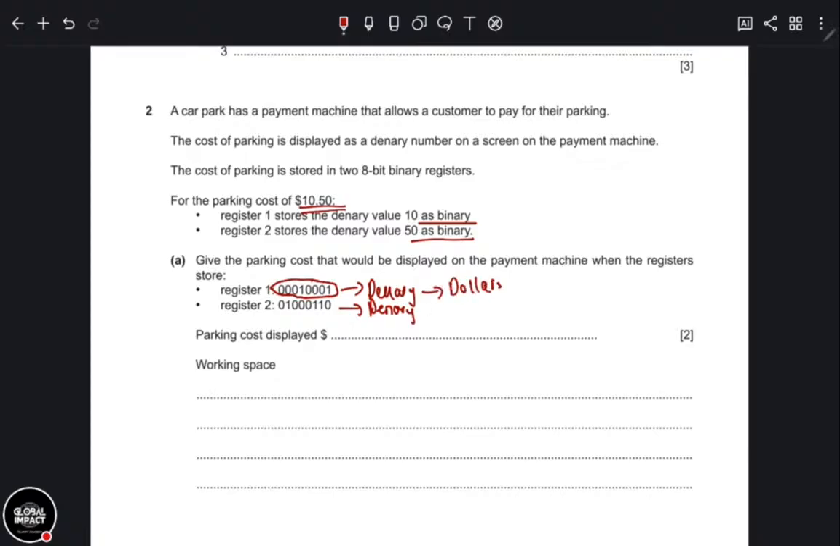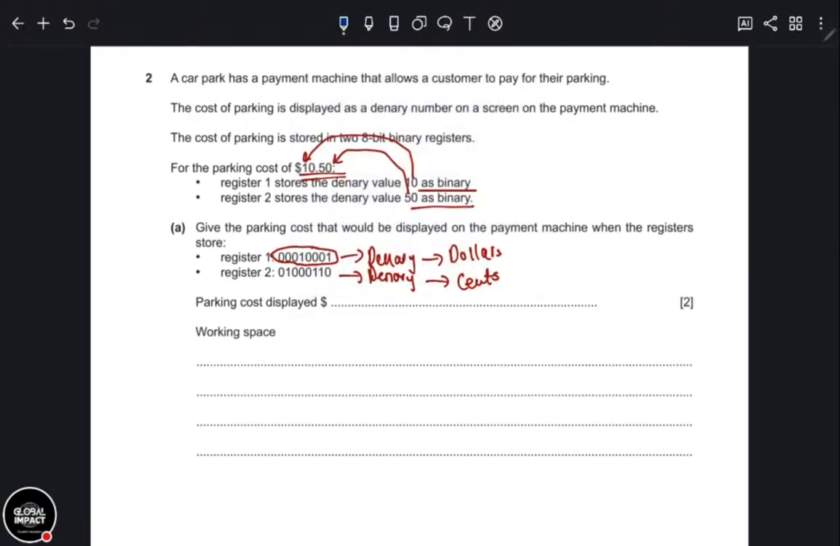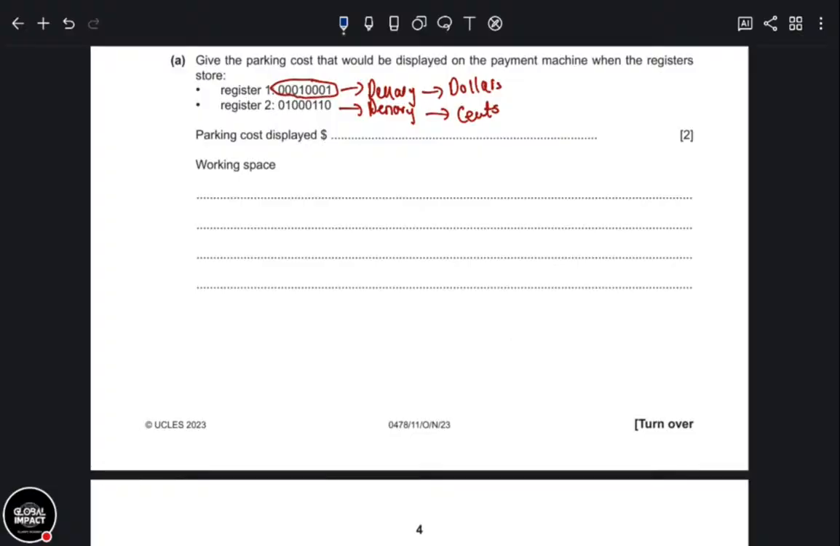They're trying to make the question look hard. These are dollars, these are cents. We know that register 2 is for cents and register 1 is for dollars. So we are converting from binary to denary. Now, here's what I just want you to know. When you're converting from binary to these numbers, it's very, very easy because here is the idea. You're going to put a continuous line like this. Let me show you, then we're going to do it.